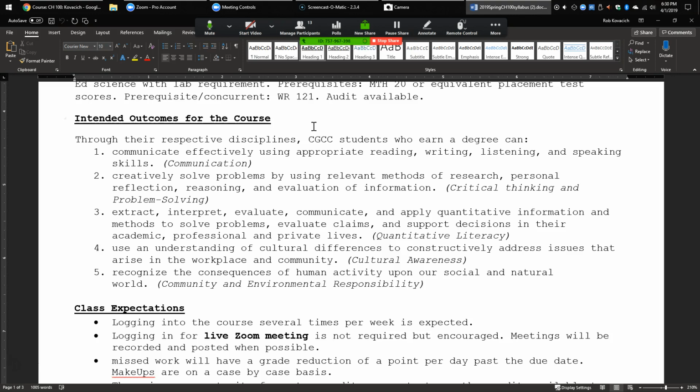There'll be a lot of cultural stuff that we talk about as far as the United States goes, mostly against the rest of the world. And then the consequences of what we've been doing for the last 150 years on ourselves and the natural world.